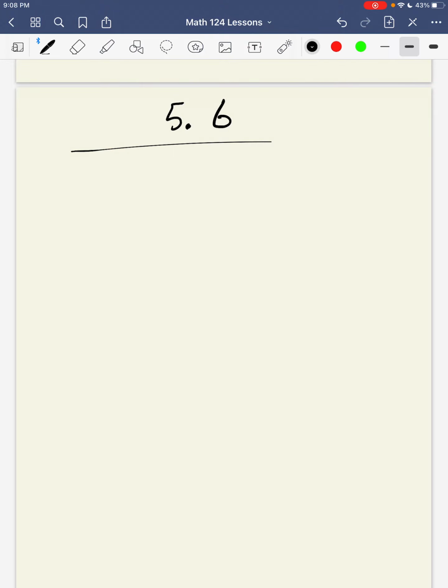Hello, this is lesson 5.6. Here we will look at some applications to exponential and logarithmic functions. So the main application to these functions is modeling growth or decay, right?